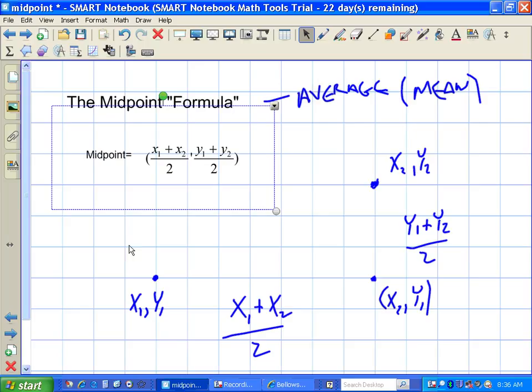So it's really not much of a formula, it just tells you how to find the coordinates. You add the x-coordinates up, divide by 2, you add the y-coordinates up, divide by 2, and the result x comma y, the resulting x comma y is the actual midpoint of your points. Okay, not that big a deal.